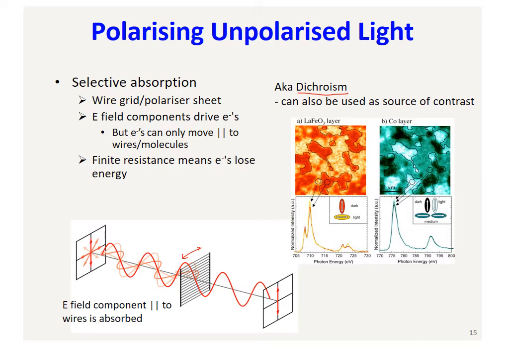The most commonly used linear polarizer doesn't contain wires, but it's actually a molecular analog. So it's got long hydrocarbon molecules which are aligned. Each of these molecules is actually conductive. Dichroism can also be used as a source of contrast in an image. So you can see in these X-ray images, at some particular X-ray energies, one polarization state is absorbed more than the other polarization state, and the image is formed with that information.